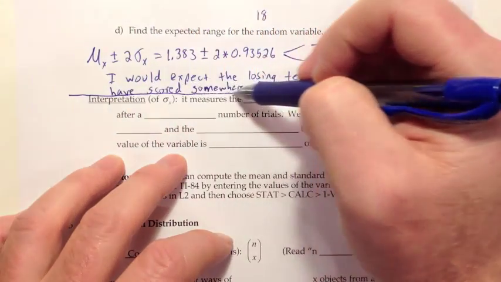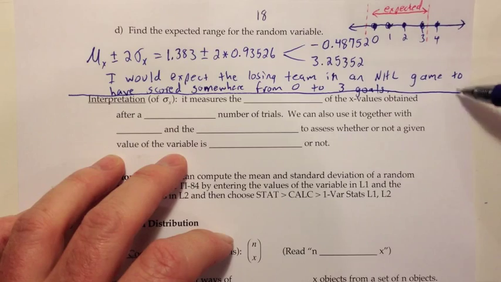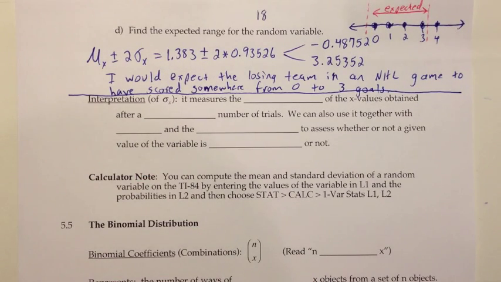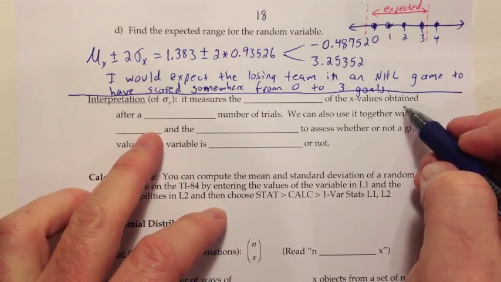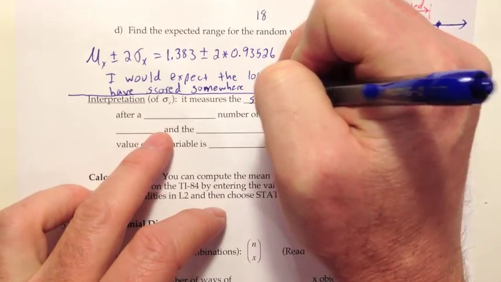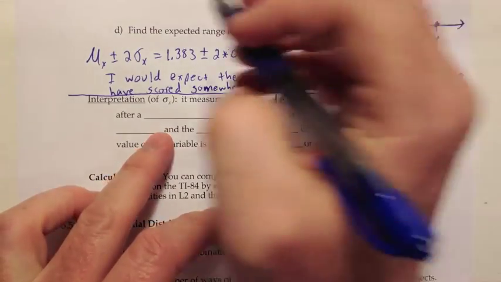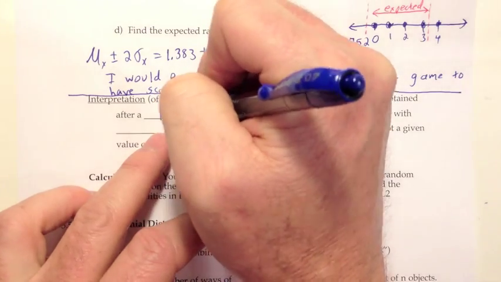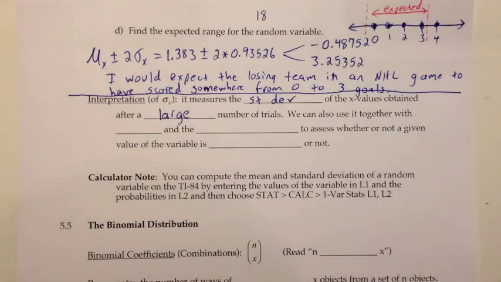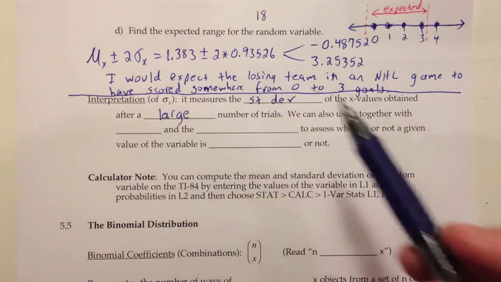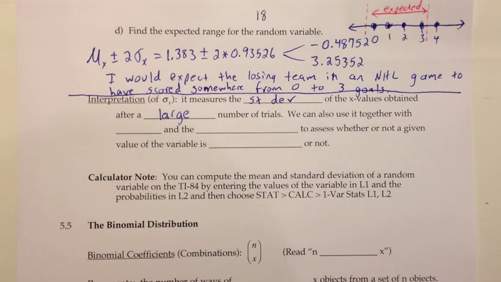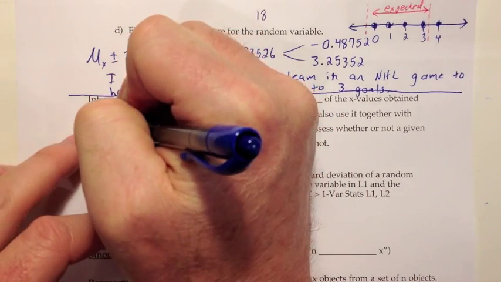Alright, let me draw a line here just because we're blended in with the piece below. So the interpretation for the standard deviation of x, a random variable, is it measures the standard deviation of the x values obtained after a large number of trials. Which is to say, if you observed many NHL games and recorded the score for the losing team after a bunch of those and then found the mean and standard deviation, it should be close to this 0.93526.